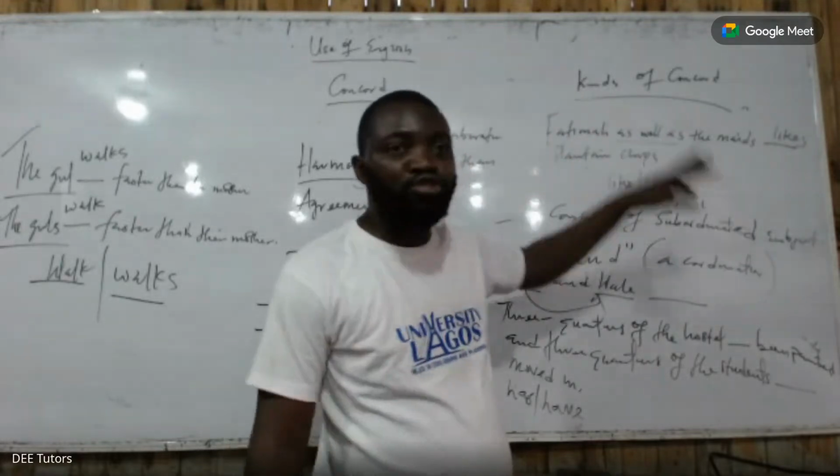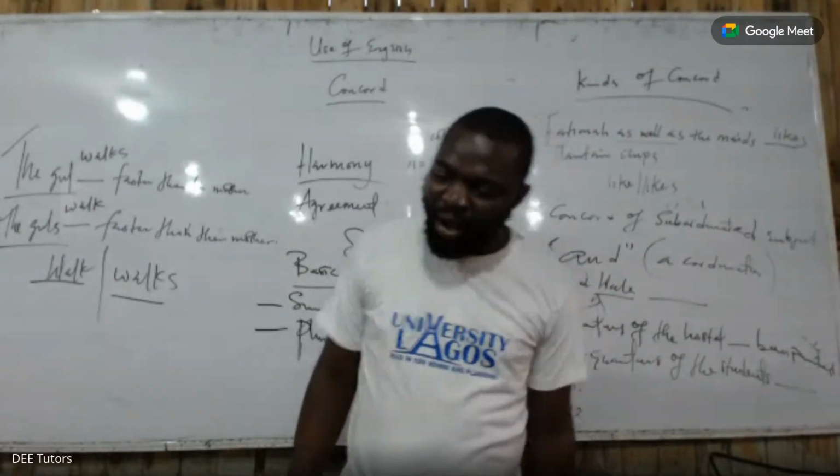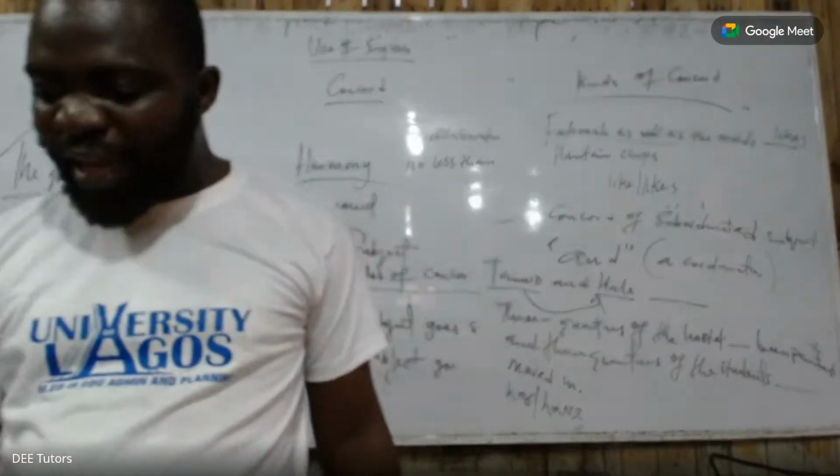So Fatima is the one controlling the what? The verb. I hope that is clear. Do you get that?